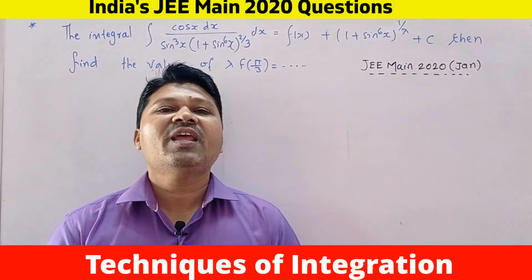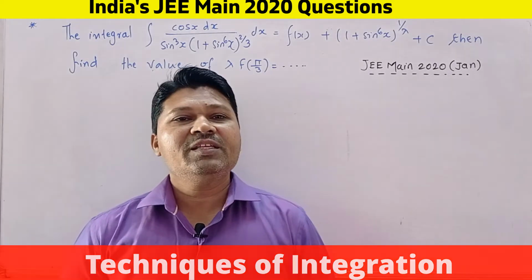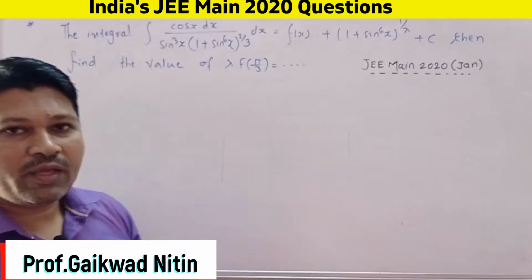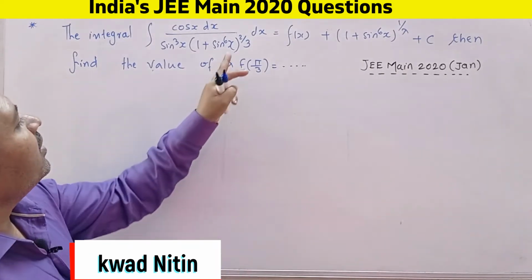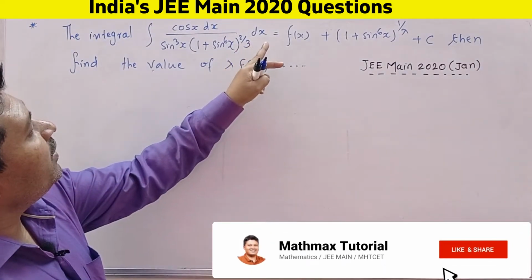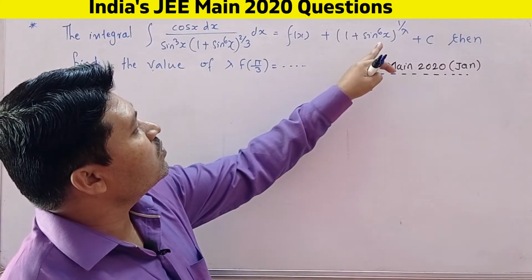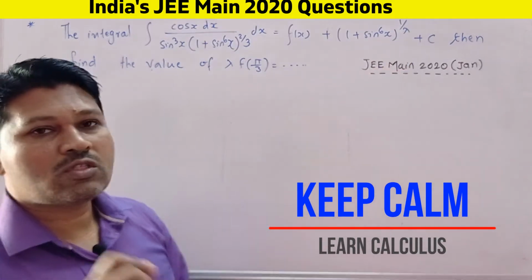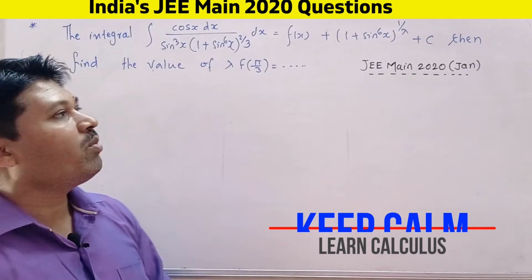Today we see again a beautiful integration example. The integral of cosec x dx divided by sin cubed x times (1 plus sin to the 6x) to the power 2 by 3, dx, is equal to f of x plus (1 plus sin to the 6x) to the power 1 upon lambda plus c, where c is the constant of integration. Then find the value of lambda f of pi by 3.